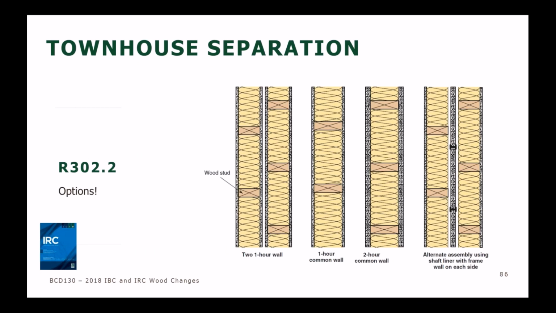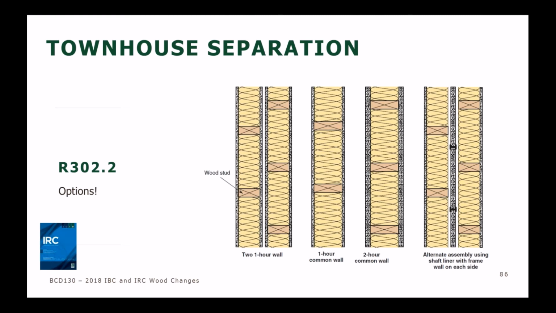Townhouse separations, the last 3 code cycles, this keeps getting tweaked again and again, and really the intent has just been to try to clarify what can you do. And we started off with the code stating that you needed to have 2 separate 1 hour walls, but then there was an exception saying you could have a common wall. Then the code moved to stating you could have a common wall, or as an exception, you could have 2 1 hour walls. And at this point, the code's really just trying to say you can do any of them.